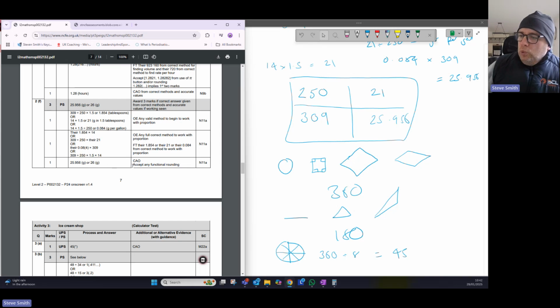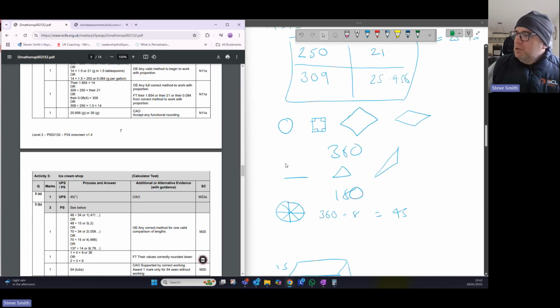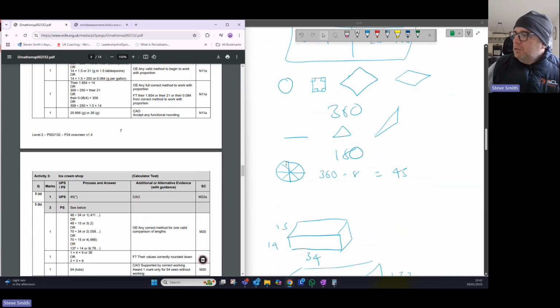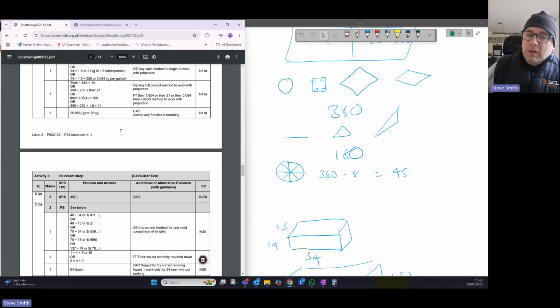Then we went to 3A, which was the angle of the ice cream wafer, 45 degrees. He said that 8 wafers make up a full circle. So we divided the full circle, which is 360, by 8, which was 45. And I did my little diagrams there for you.